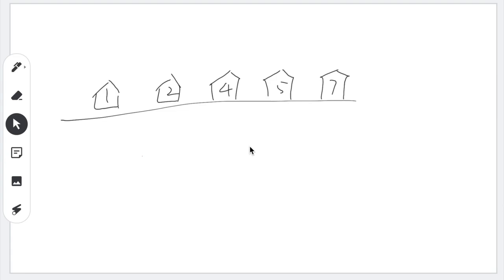So in this example, you can rob house 1 and house 4 and house 7. In this case, the maximum money you can rob is 12. Or you can rob house 2, house 5, and that's it. So in that case, you get 7. And in this particular example, 12 is the maximum you can get.